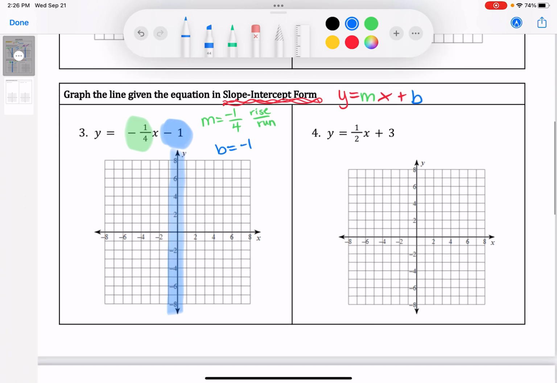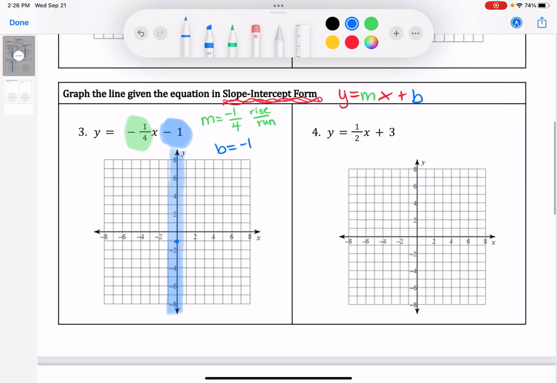All right, so I begin with b. So b is at negative 1 on the y-axis. So there it is. And then from there, I want to count my rise over run. So rise in this case is negative 1, so I'm going to go down 1, and then I'm going to run 4. Positive 4 would go 4 to the right: 1, 2, 3, 4. There's my first point.